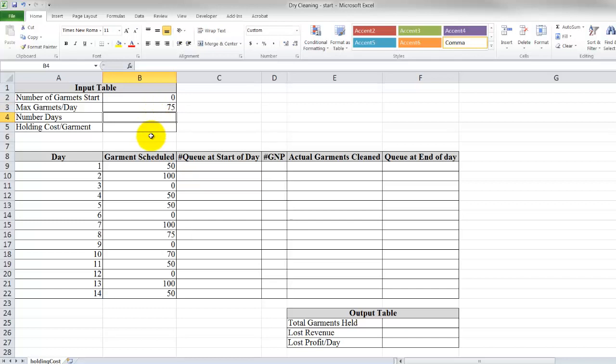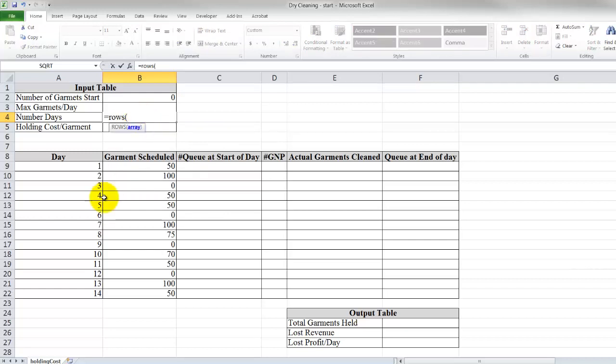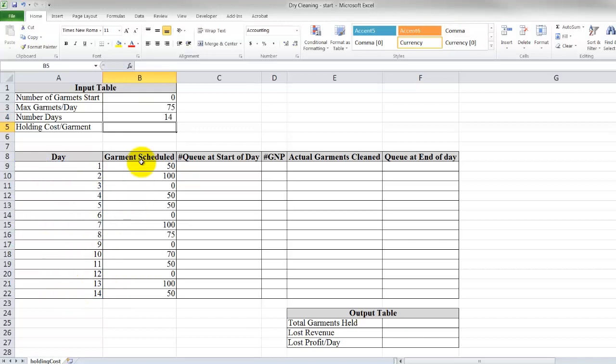The number of days in the simulation is going to be equal to 14, but rather than just simply referencing 14, what I want to do is actually count the rows. So I'm going to use the rows formula and simply highlight the number of rows, which of course will be 14. Just in case in the future that we want to either subtract or add rows to our calculator, if you will. The holding cost per garment is going to be $10, and that's already formatted as a currency value.